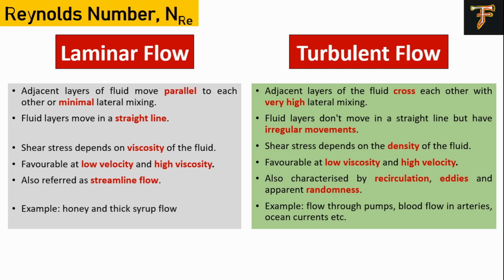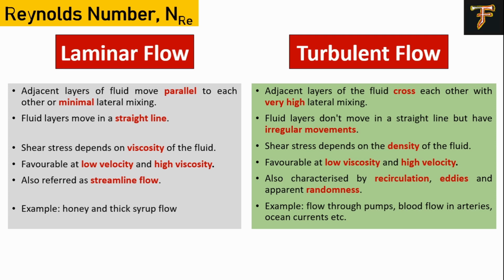So talking about the favorable conditions in the laminar and the turbulent. In the laminar, the favorable condition is when you decrease the velocity and increase the viscosity. You can see the same thing in the formula also. We have rho v d by mu. So if we decrease the velocity and increase the viscosity, we have reduced the Reynolds number, which is favorable for the laminar flow. Whereas in the turbulent flow, we have to decrease the viscosity and increase the velocity to make it favorable for the turbulent flow.